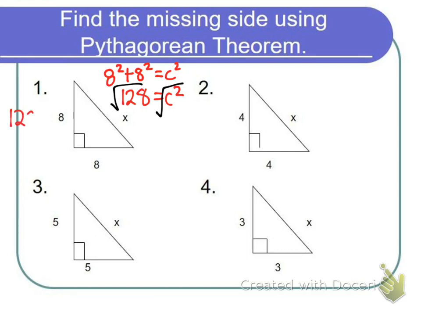So we can split 128 into 2 times 64. 64 splits into 8 times 8, so we have a pair. Remember, if you want to keep your trees going and keep breaking down 8s, you can. But once you get a pair, you can stop. So here, C is equal to 8 square root of 2.